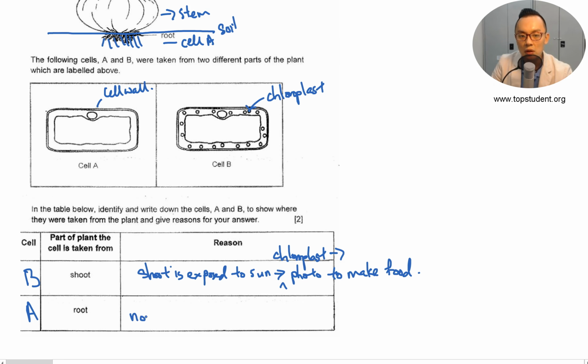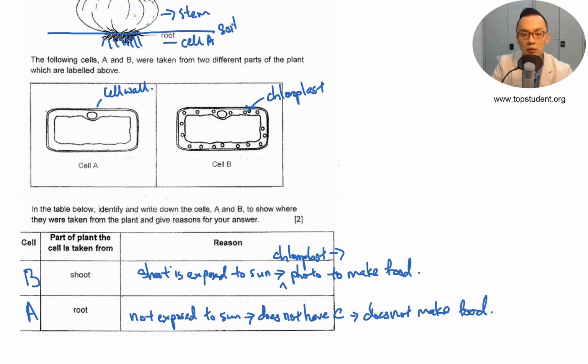The root is not exposed to the sun, and therefore it does not have chloroplasts because it does not make food. Alright, so look at this. So shoot is actually cell B because it has chloroplast. All these are your chloroplast, and it needs chloroplast because it's exposed to the sun, and the chloroplast will photosynthesize to make food, to trap light and make food.